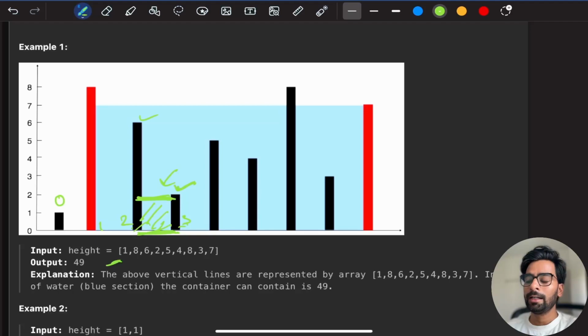And what will be the height? Height will be the minimum of the pair that we have created. So I think the area calculation is clear to you.